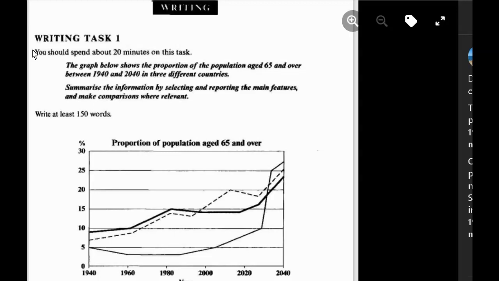I've seen other line graphs like this. This is an easier version. This is from Cambridge 5, I believe. Anyway, summarize the information by selecting and reporting the main features and make comparisons where relevant.